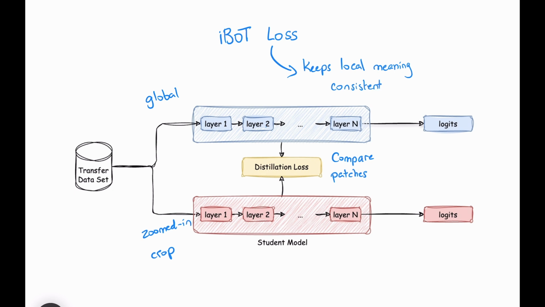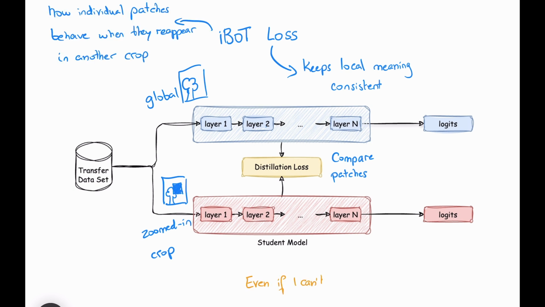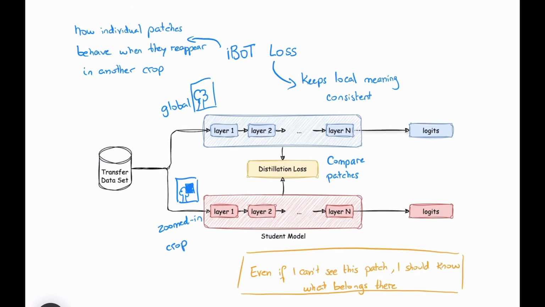So the idea is simple. The student is going to see a masked view where some patches are hidden, like in masked autoencoders. And the teacher, meanwhile, is going to see the full unmasked view. And so for every masked patch, the student predicts what the teacher would have output for that same region. This is not just about learning global semantics. The student learns local consistency, how individual patches should behave when they reappear in another crop. So what's the intuition here? Even if I can't see this patch, I should still know what belongs there. That's part of the training of the student.